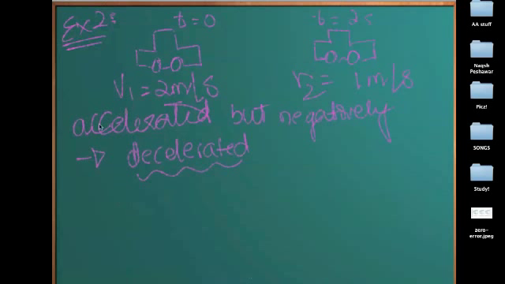Alright, so when there was an increase in speed from 2 meters per second to say 4 meters per second, we say it has accelerated. When the velocity decreases, the final velocity is lesser than the initial velocity, we say it has decelerated. Let's see now.